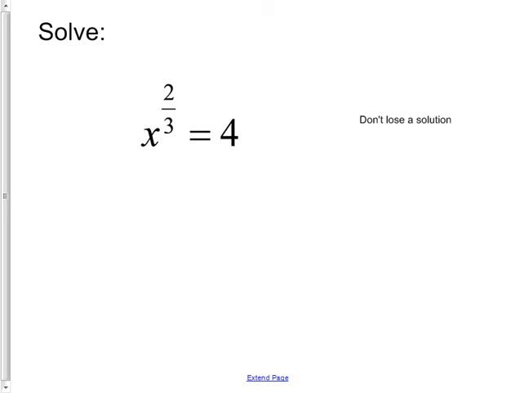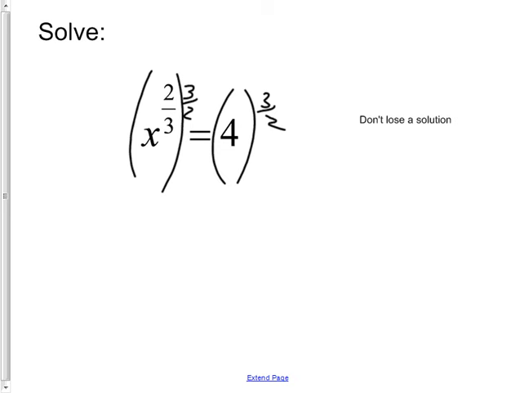X to the 2/3 equals 4. Solve it. In your head. This one works out nice. Yes, ma'am. Hold on just a second. Let me pause. Okay, I hope what you did was this. To the 3/2 power.